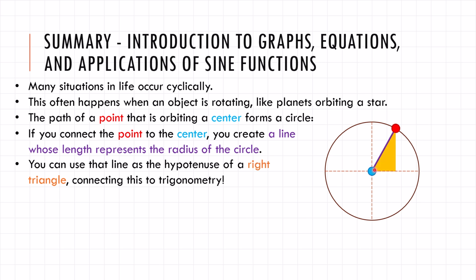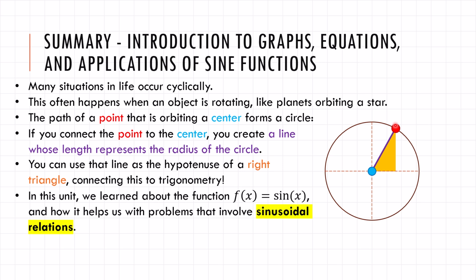And the reason we would do that is because then we can measure the vertical distance and the horizontal distance because those are perpendicular. That would make a 90-degree angle right over there. And that's the connection between circles and triangles. When an object is rotating, we can use the right triangle that is formed to find out all sorts of things about that point that's rotating around or orbiting around the edge of that circle. And in this unit, we learned how that relates to the function sine x, the sine function.